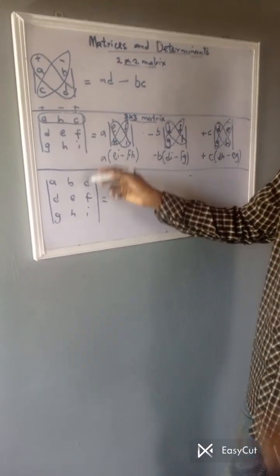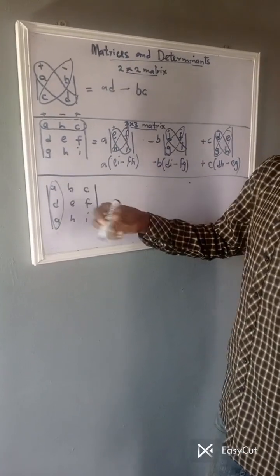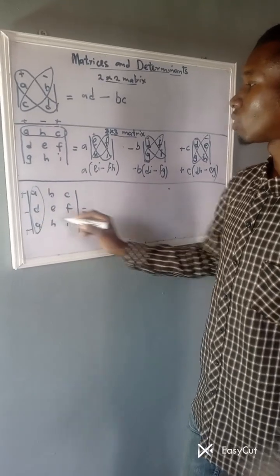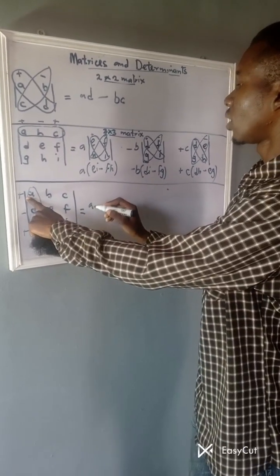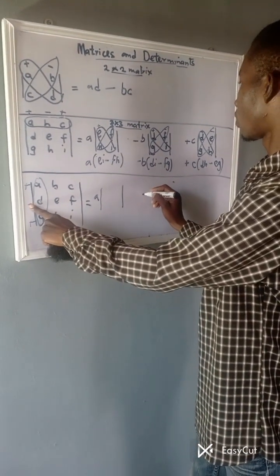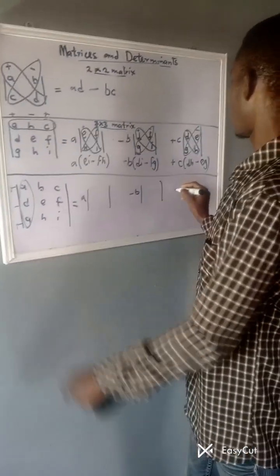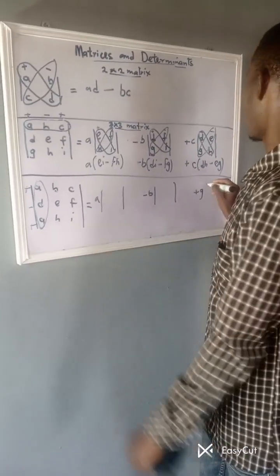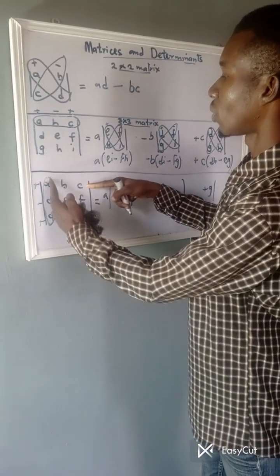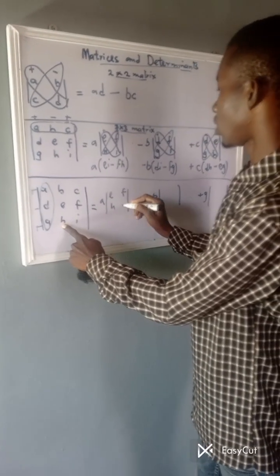What if I decide to use the column instead? It's still going to give you the same answer, it's just another choice you can make. The signs are plus, minus, plus. You pick A, which multiplies a 2 by 2 matrix, then minus, you pick D, which multiplies a 2 by 2 matrix, and plus, you pick G, which multiplies a 2 by 2 matrix. If I'm picking A, I exclude its row and column, so it's going to be E, F, H, I.